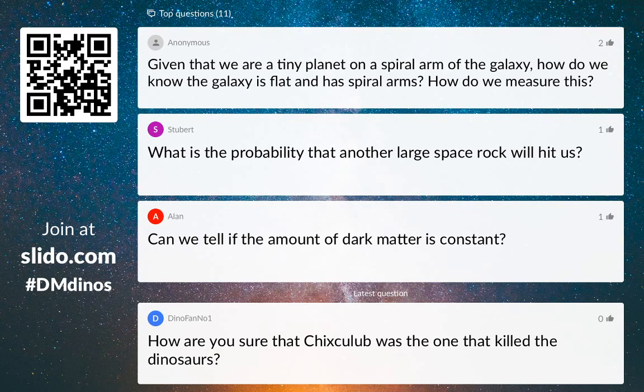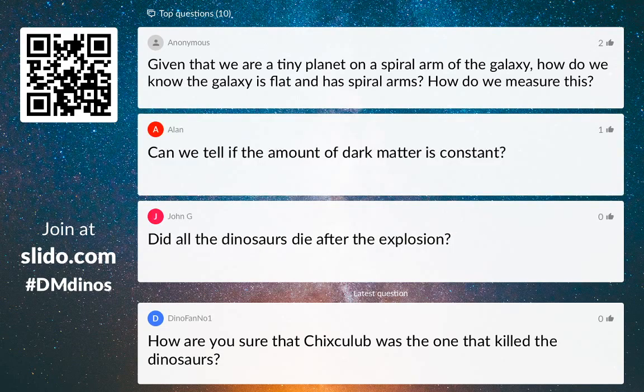Okay. Given that we are a tiny planet on a spiral arm of the galaxy, how do we know the galaxy is flat and has spiral arms? So we can do that by measuring the density of stars along our line of sight. If we look through the disk of the galaxy, we can use observations in different wavelengths, so not just visible, but infrared, radio, and we can begin to map out what the spiral arm structure is by looking at how the density of stars changes as a function of distance throughout the disk.